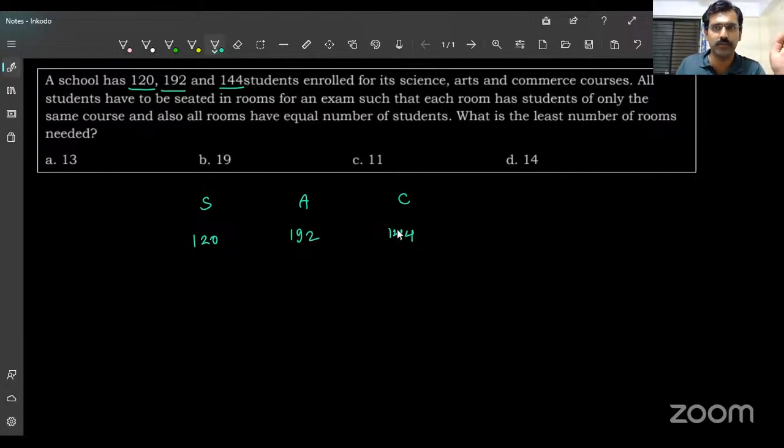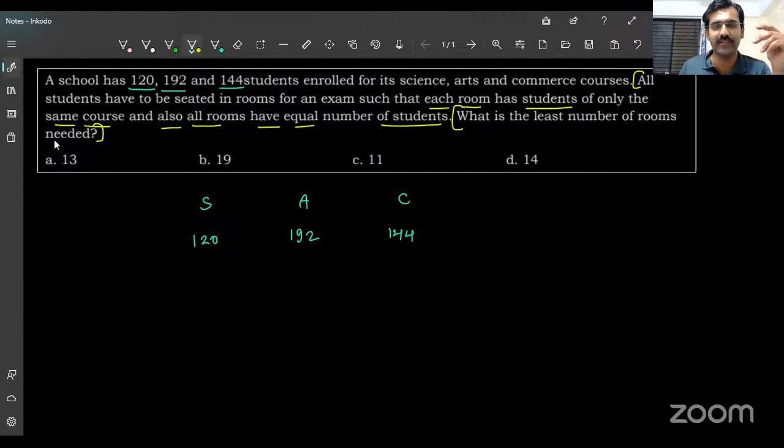Now pay attention to this part, student. What does the language say? All students have to be seated in rooms for an exam such that each room has students of only the same course, and also all rooms have equal number of students. So what is the least number of rooms that is needed?